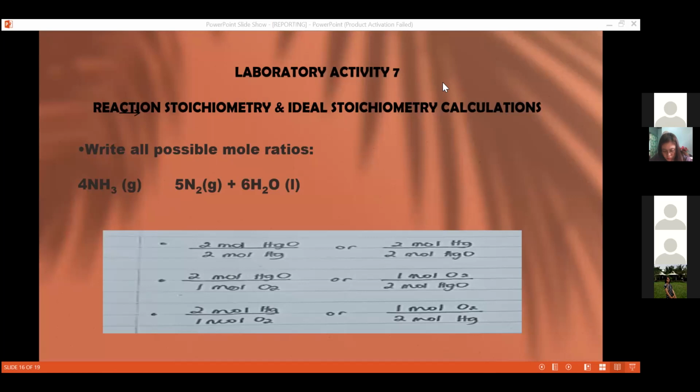For our laboratory 7, reactions stoichiometry and ideal stoichiometry calculation, we merge all our answers in writing all possible mole ratio. In first problem, it's a typo. So, ang ano dyan is 2H2O(g) to 2H2 plus O2(g). So, ang mga possible answers is nandito, given ni siya sa, ito yung answer ng mga ka-groupmates ko na we combine.